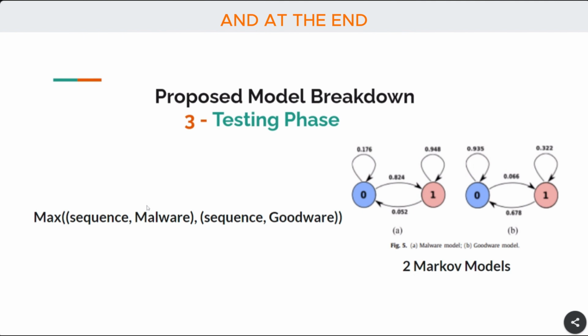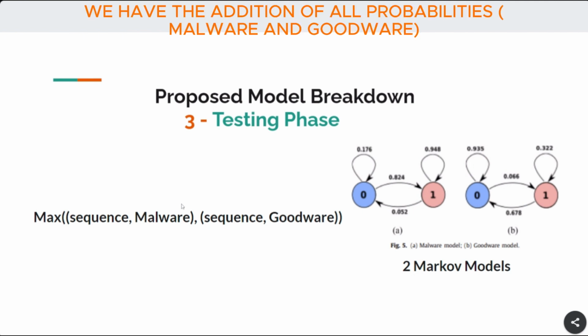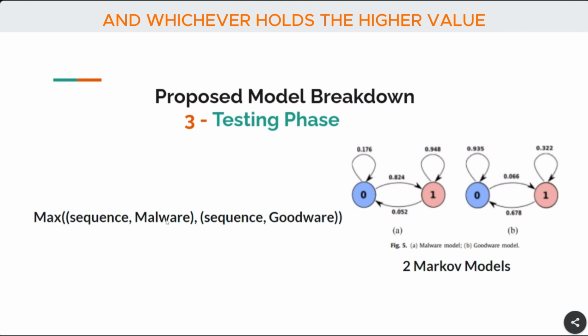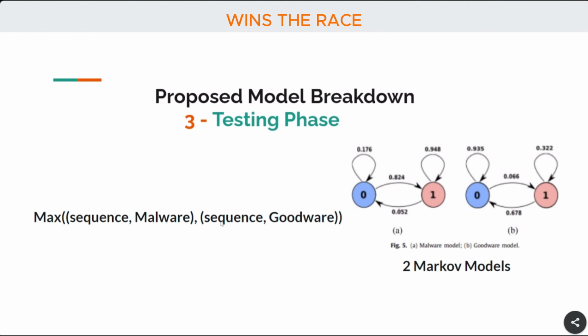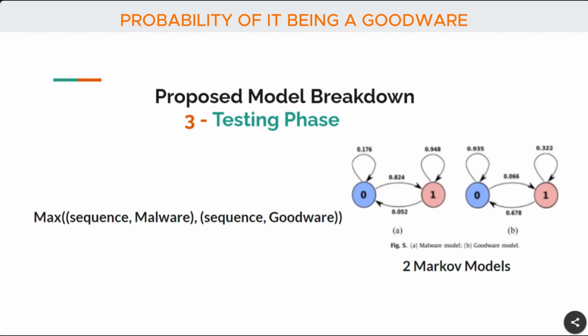At the end, we add up all the probabilities, and whichever holds the higher value wins the race. That means if the probability of it being goodware is higher than malware, then we consider it goodware. And if it is vice versa, we consider it malware.